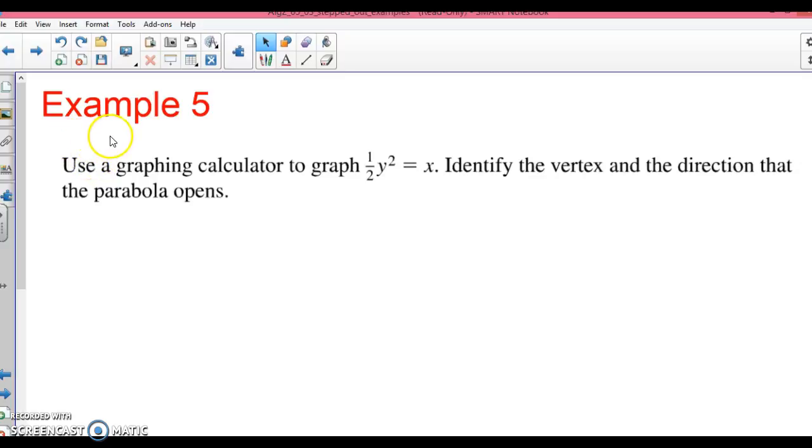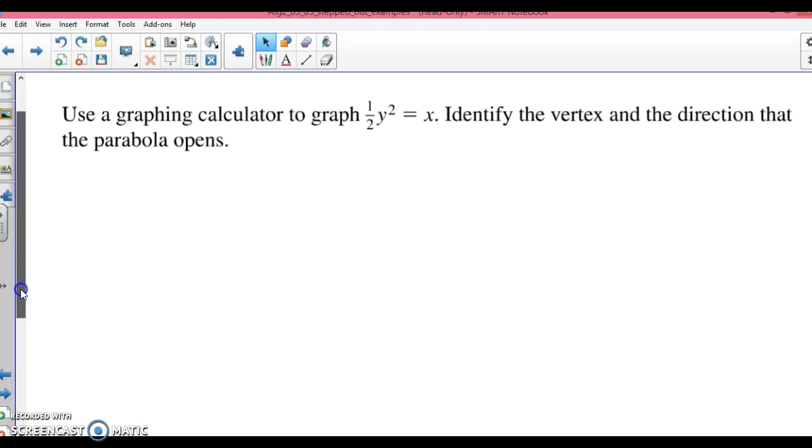All right, here we're looking at example 5. We're supposed to use a graphing calculator to graph 1/2 y squared equals x. Then identify the vertex and the direction the parabola opens. Here we're starting to graph a couple of different conic sections, but we're just going to look at the different figures. We're going to be graphing a parabola and a circle.